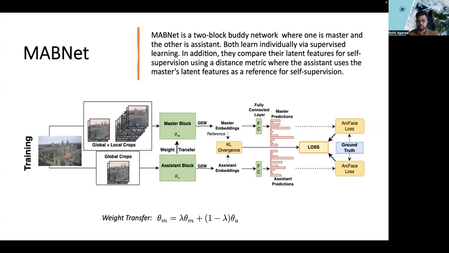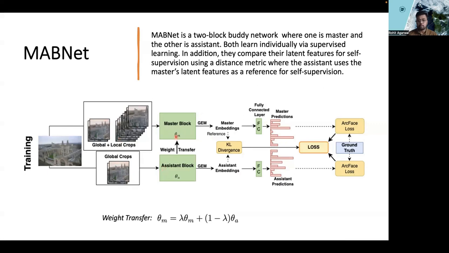Instead of passing the original image to the model, we pass global and local crops of the original image to the model. Crops which cover more than 50% of the original image are known as global crops, whereas all the other crops are known as local crops. Global and local crops are passed to the master block to learn local-global contextual embedding, whereas only global crops are passed to the assistant block to learn global-only spatial information.